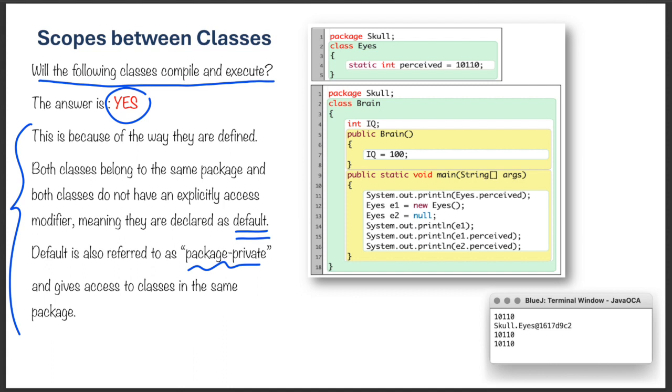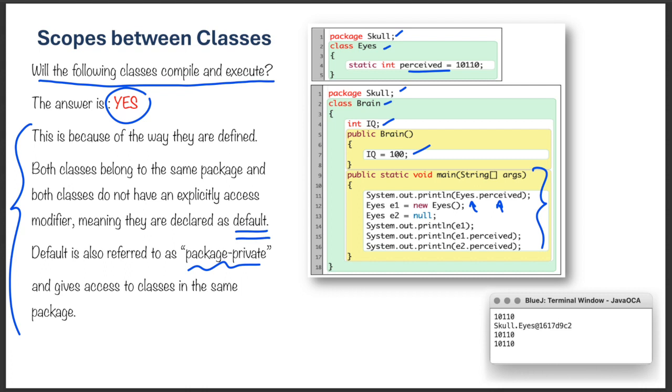So if we look through here, skull is the package. Skull has the class Eyes and it has the class Brain that belongs to the package. Inside of the class Eyes, there is a static variable called perceived. And inside of the Brain class, we have an int variable called IQ. We have a constructor for the Brain class, which initializes IQ. And then we have a main method down here. And the main method will print out Eyes.perceived. So notice that's the class name, and that is the static class variable.